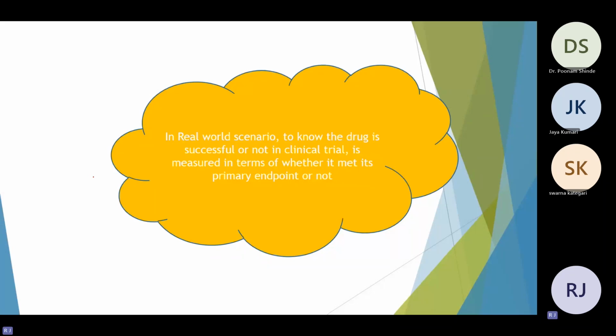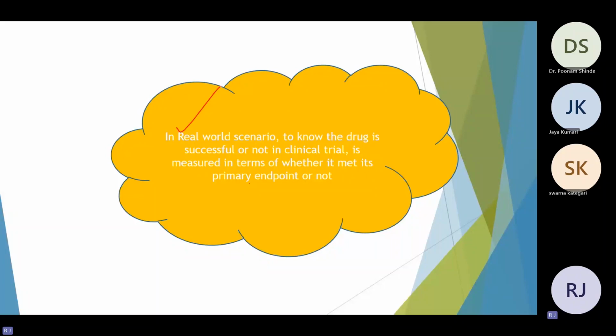You would have seen many press releases, right? This drug has met its primary endpoint. This drug has not met its primary endpoint, or could not meet its secondary endpoint. Now you can understand what they mean by this. So in the real world, whether a drug is successful or not in a clinical trial is measured in terms of whether it met its primary endpoint or not. Because if the drug has met its primary endpoint, it means the primary objective is successful, or the drug has achieved its primary goal.